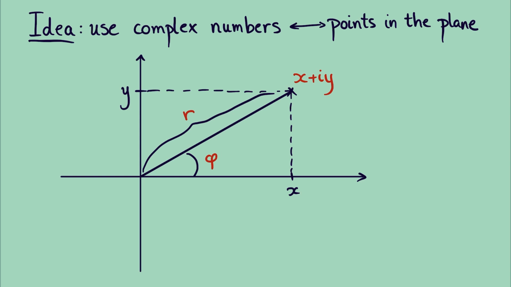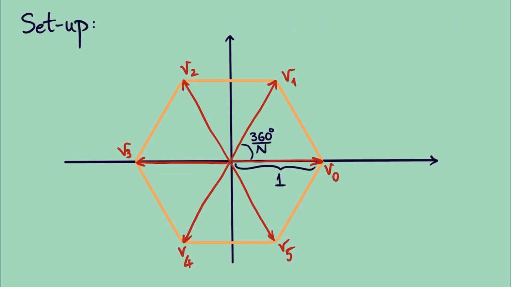In the language of complex numbers, we could write this as x plus iy equals r times e to the i phi, where phi is measured in radians. So let's describe the vertices of the polygon by complex numbers. By our assumption, the vertices all have distance 1 from the origin, so r is always 1. Each of the angles between vectors is 360 degrees over n, which is 2 pi over n in radians.